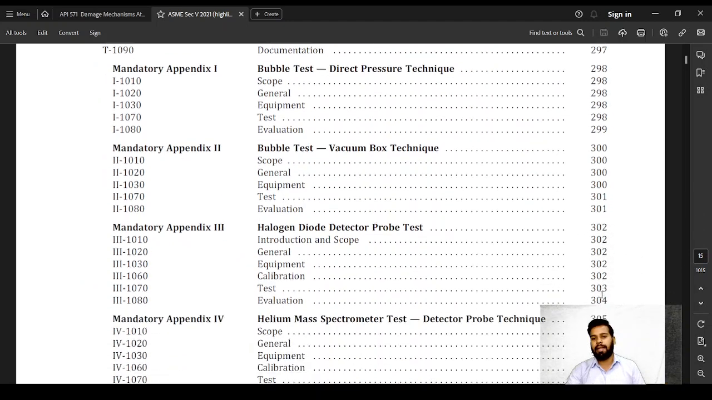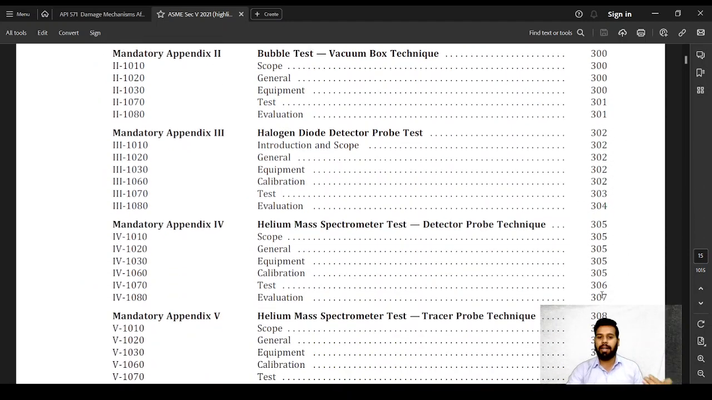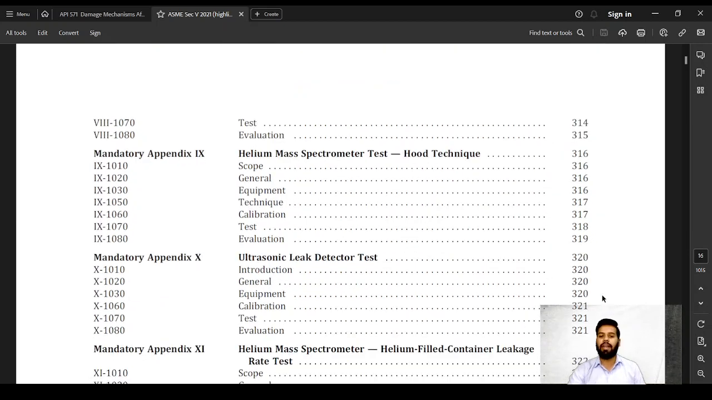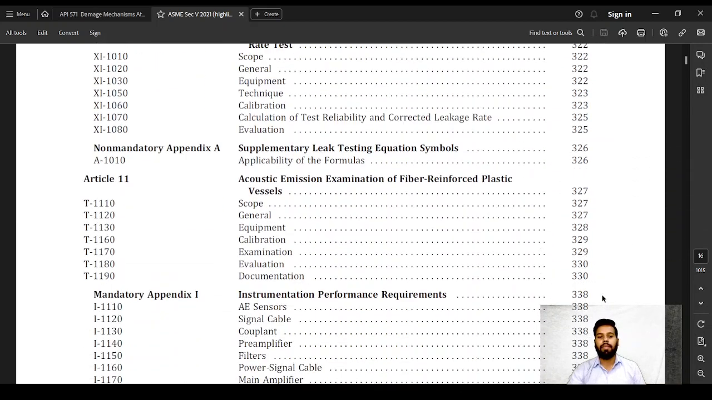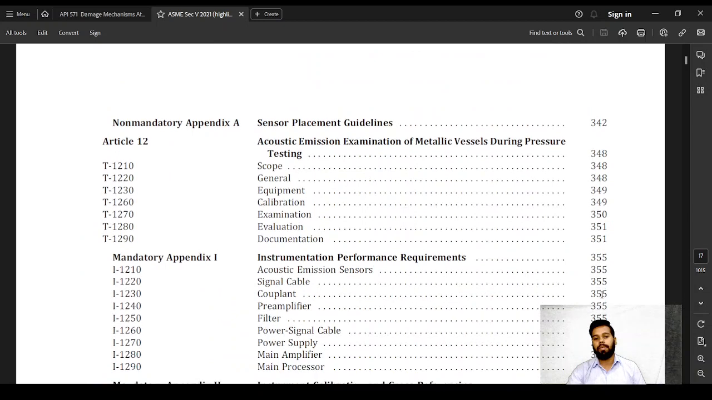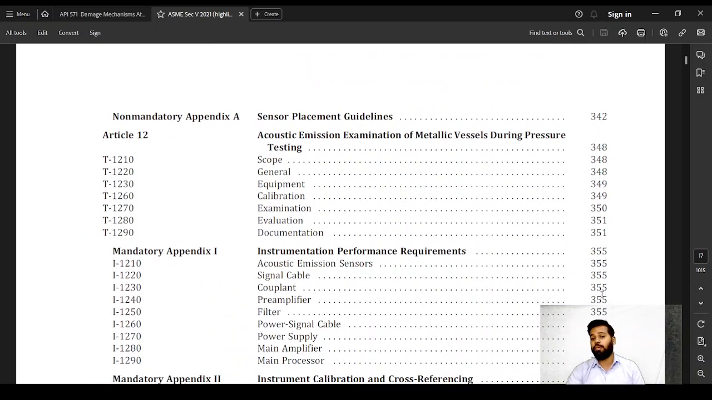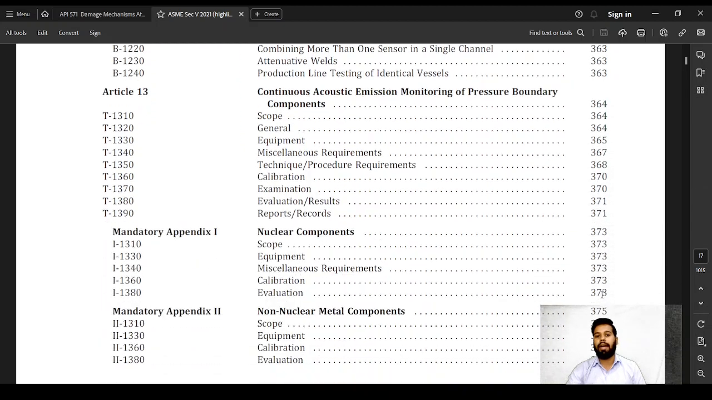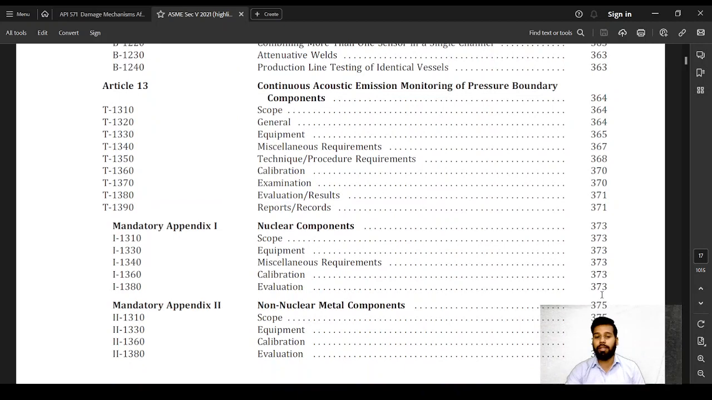So you have bubble leak test, vacuum box test, halogen diode detector, helium mass spectrometer test, pressure change test. So different kinds of leak testing are there. Article 11 is acoustic emission examination for fiber reinforced plastic vessels. Article 12 is again acoustic emission testing for metallic vessels during pressure test. Article 13 is continuous acoustic emission monitoring for pressure boundary components.